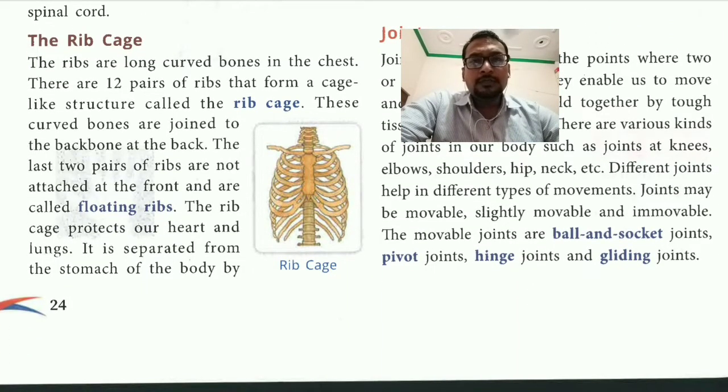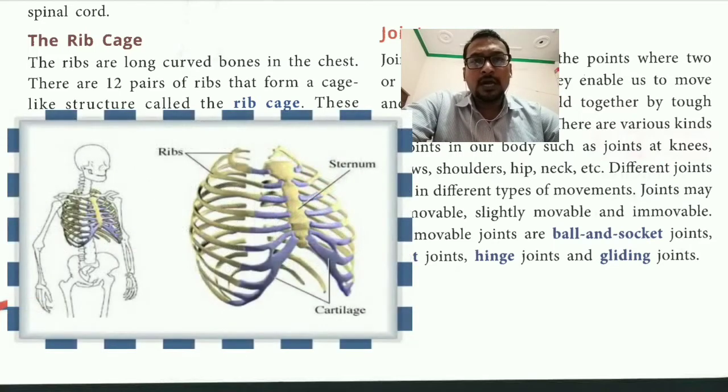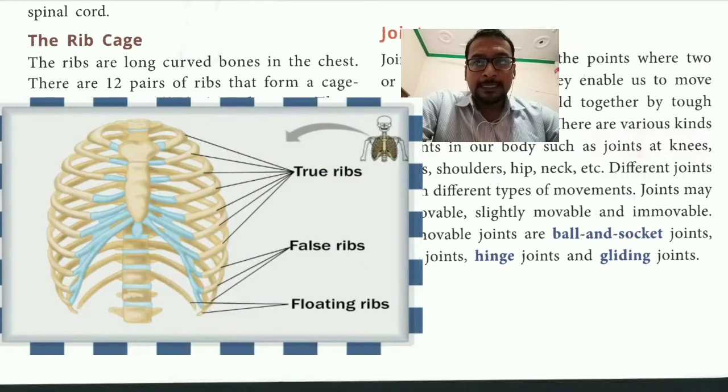Now let's study the rib cage. The rib cage is made of long curved bones in the chest. There are 12 pairs of ribs that form a cage-like structure called the rib cage. These curved bones are joined to the backbone at the back. The last 2 pairs of the ribs are not attached at the front and are called floating ribs. The rib cage protects our heart and the lungs.